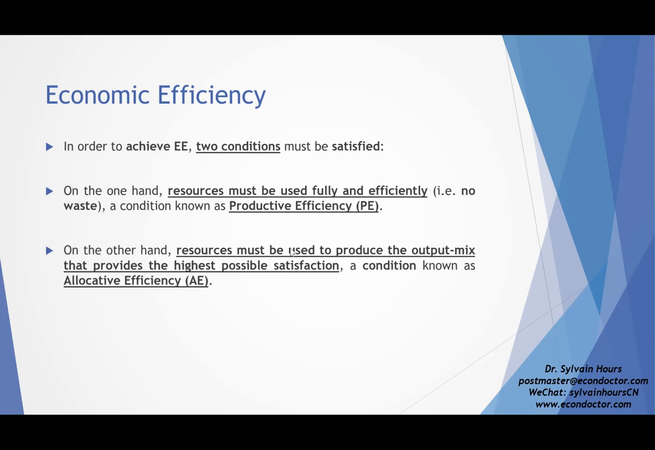And you have the two conditions that the exercise has stressed very clearly: productive efficiency, we don't waste resources, keep it simple. And allocative efficiency, the combination of goods and services that we produce has to be the best. What does it mean the best? The one that provides the highest satisfaction. Okay, that's just an introduction.